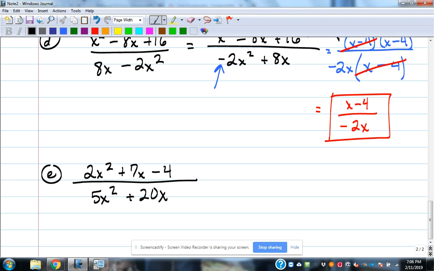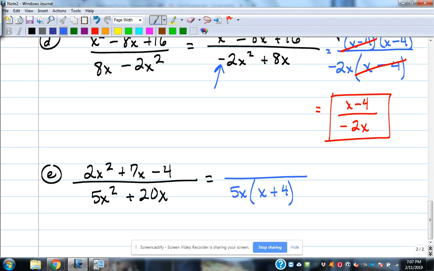Doesn't matter. We're just simplifying, so it doesn't matter which one you start with. If you want to factor the bottom first, it's probably the easiest one to factor because it's smaller. 5x would be the GCF. Okay, 5x on the outside. What's it leave on the inside? All right. So that gets us the factored form on the denominator.